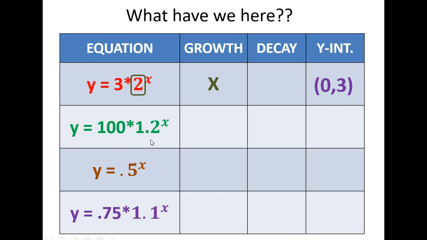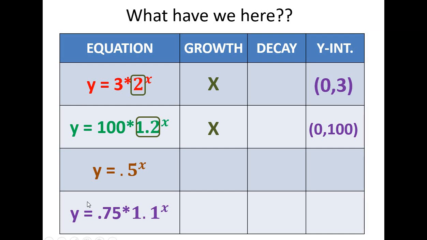Let's look at the next one. We have 100 times 1.2 to the x. Again, that one is growth. How come? Because that b value right there is greater than 1. And again, my a value is 100, so therefore my y-intercept is (0, 100).